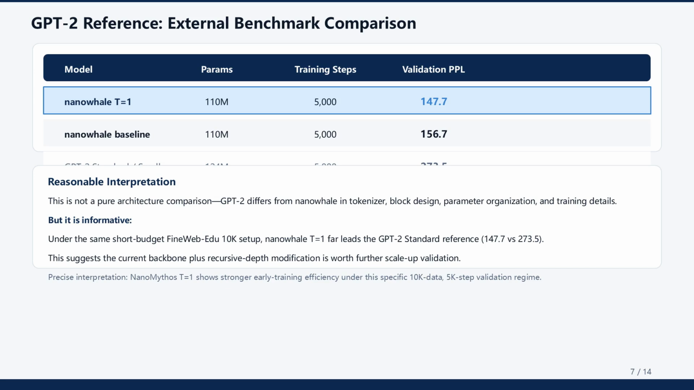GPT-2 external reference comparison. Under the same short budget, NanoWhale T equals 1, 147.7, far leads GPT-2 standard, 273.5. Although this is not a pure architecture comparison, with different tokenizer, block design, etc., it supports that the backbone plus recursive depth direction is worth scaling up.